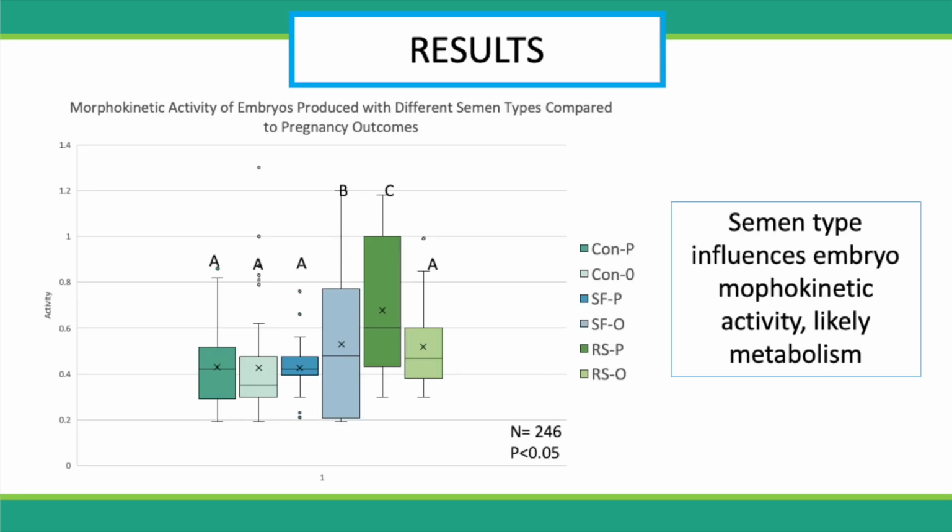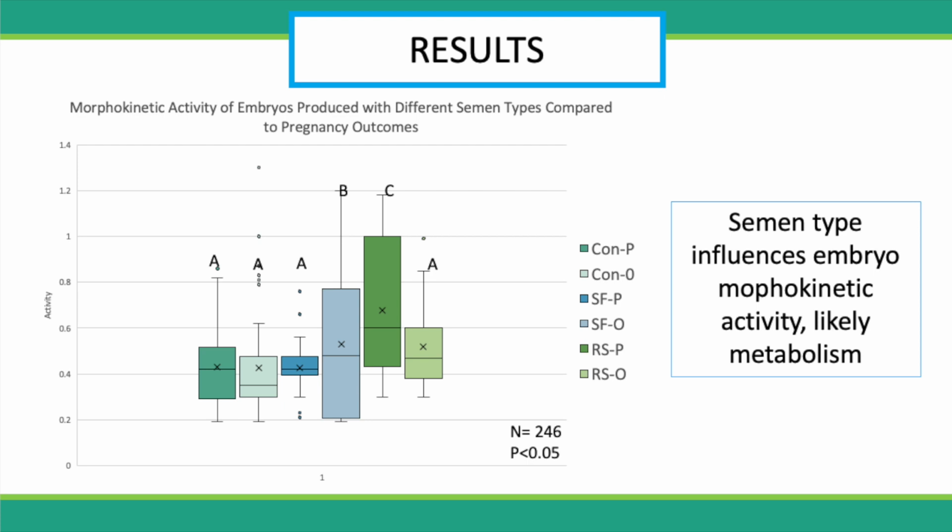We then wanted to look at the influence of semen type on embryo activity. So we compared conventional semen that produced pregnancies or did not produce pregnancies, fresh sorted semen that produced pregnancies or did not produce pregnancies, and reverse sorted semen that either produced pregnancies or did not produce pregnancies.